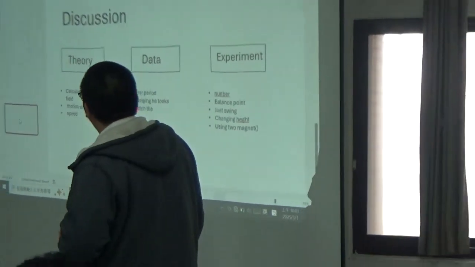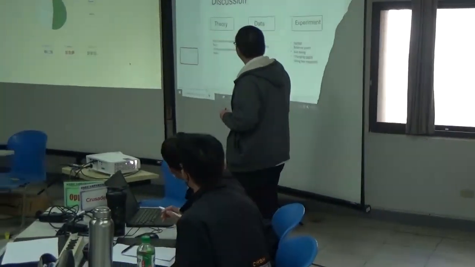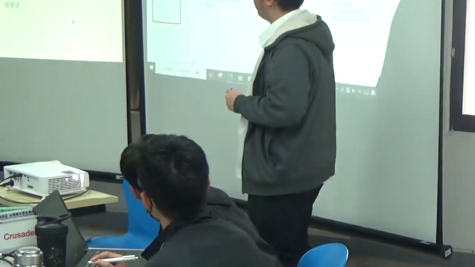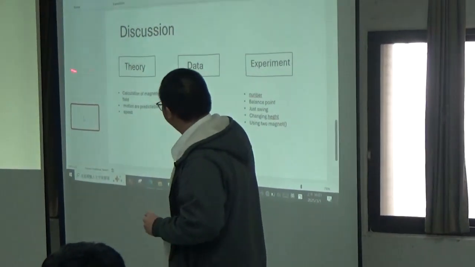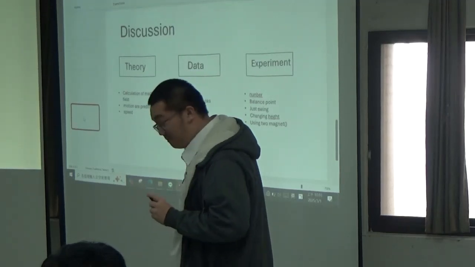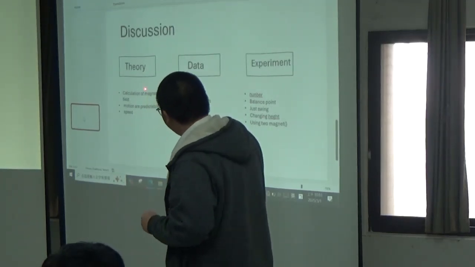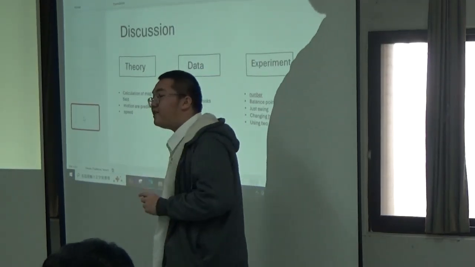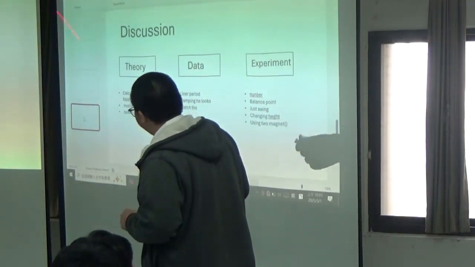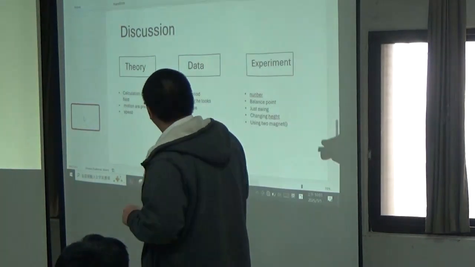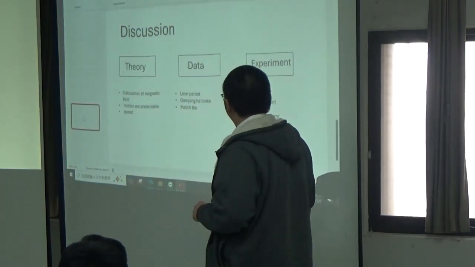So on the theory part, I wouldn't take too much time on it, because his calculation on the magnetic field, so far I feel there's no problem in it. And second, he says that the motion is predictable, which a little bit violates my prediction at first. And the last one is this: at the beginning it says that if the number of magnets increases, the speed of the suspended magnets will also increase. That's the part I'm also going to talk about.